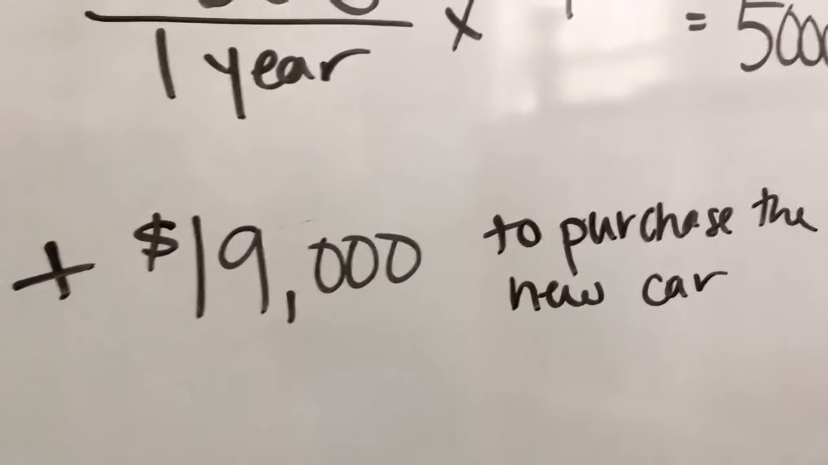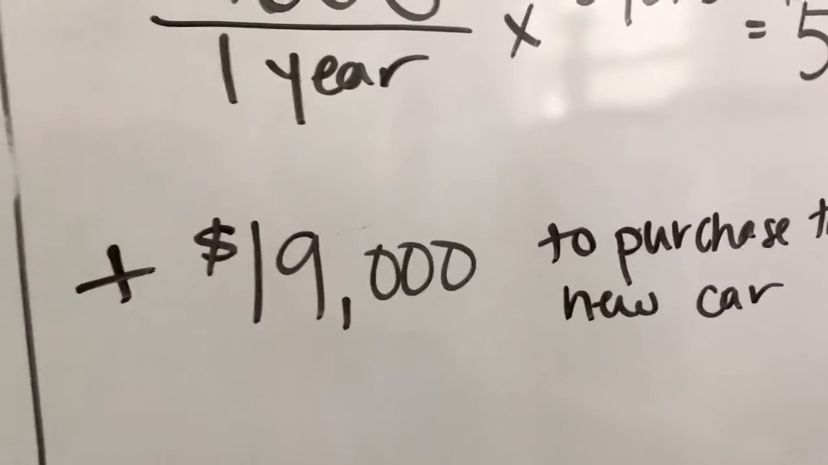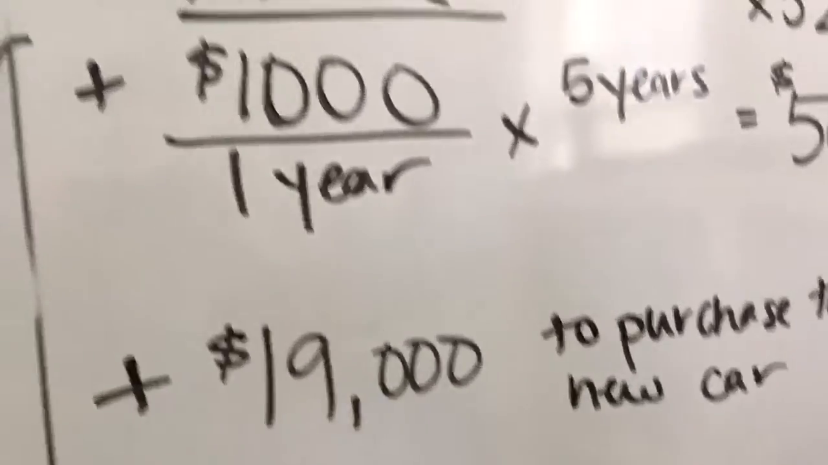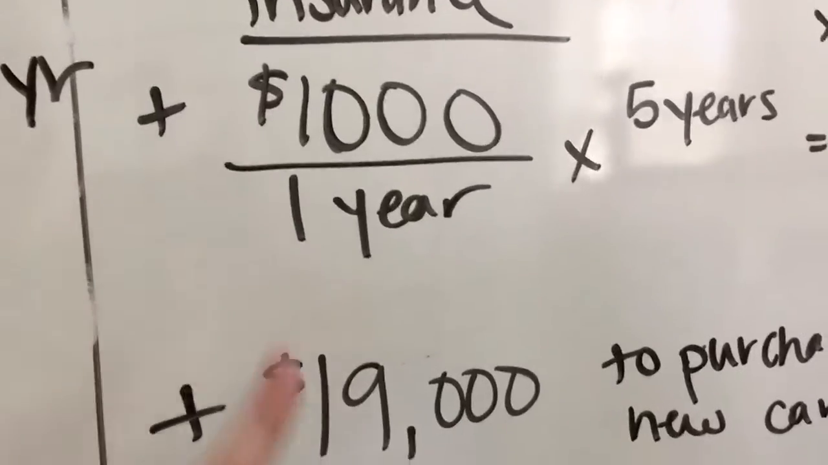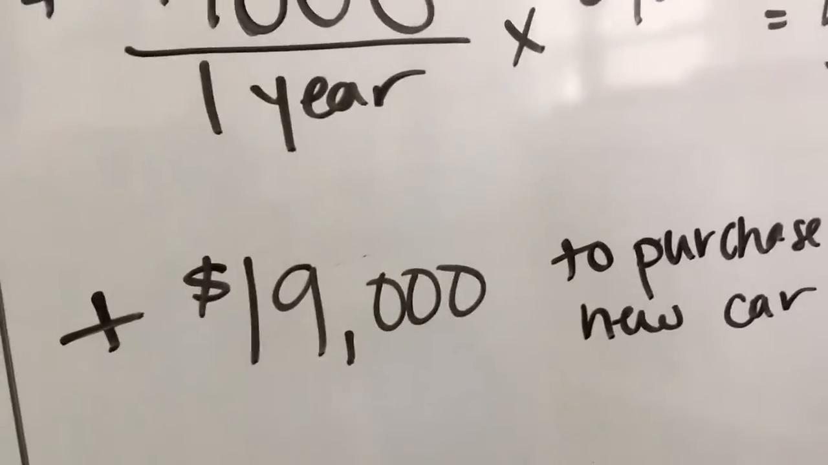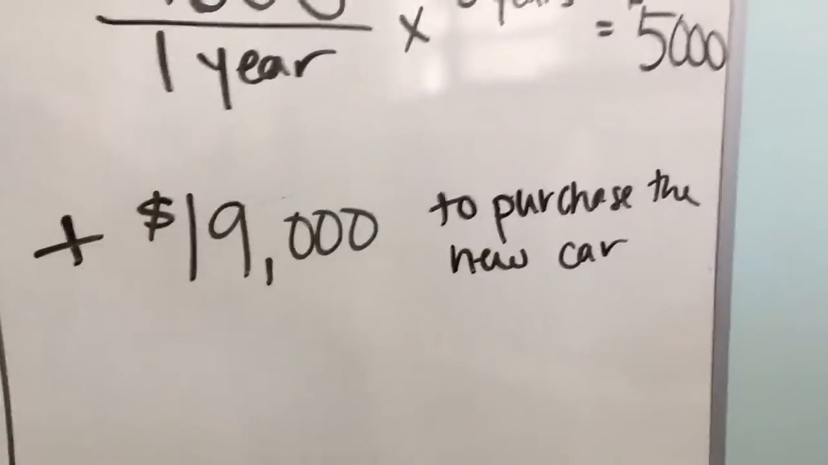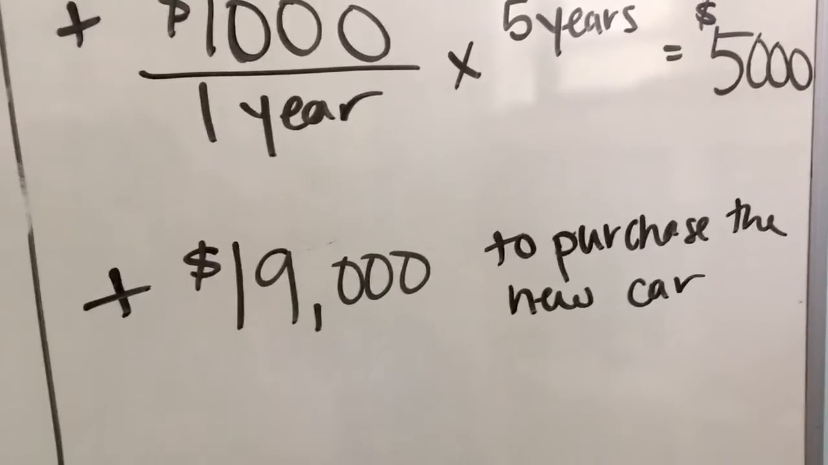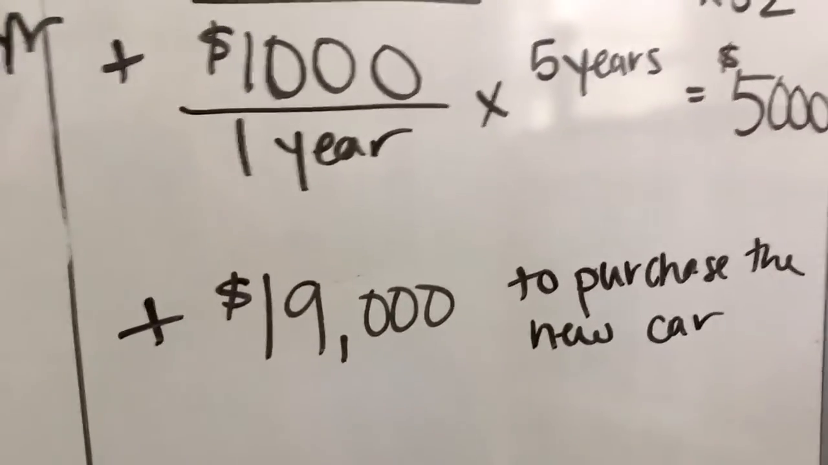So with this car, you're going to have to add the cost for all of the gas for 5 years. Plus you're going to have to add the cost for the insurance. Plus you're going to have to add the cost to actually buy the new car. So there are no repairs, we're assuming, on this one because you're buying a brand new car and that shouldn't need any repairs in the first 5 years. I hope that makes sense. Let me know if you have any questions.